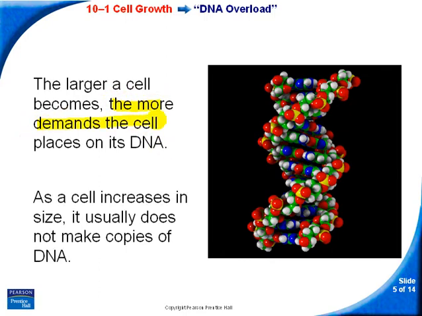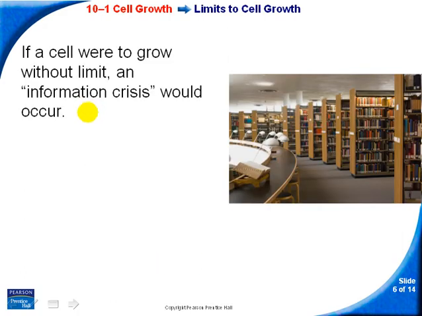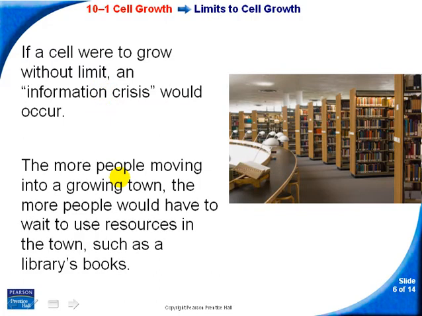And as your cell size increases, it's not going to make another copy of the DNA. It's just going to keep its one copy. And so if your cell keeps on growing, eventually you're going to have what's called an information crisis. And the best way to explain this is by using an analogy to a library.